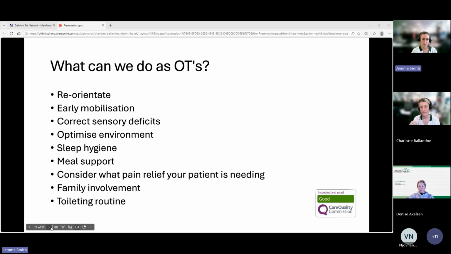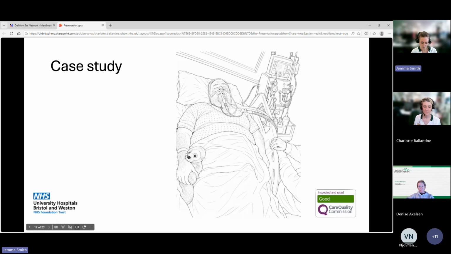So there's some real benefits to what we do as OTs and focusing on toileting early doors. Okay, so we're going to move on to a bit of a case study now.